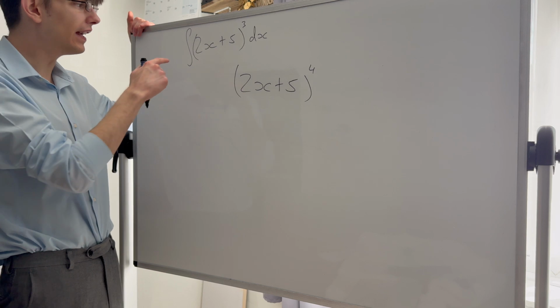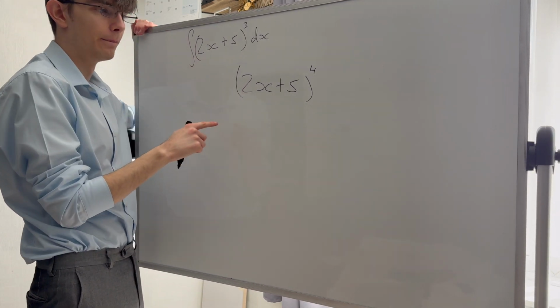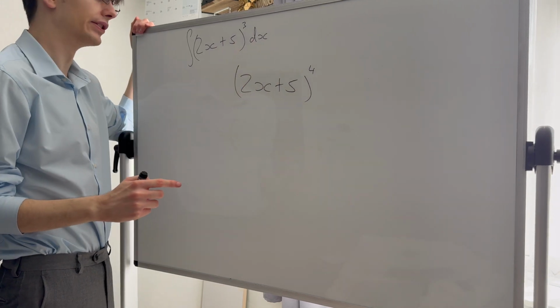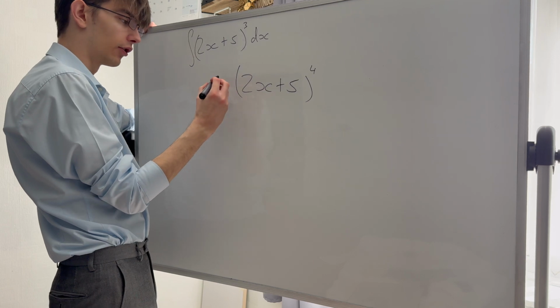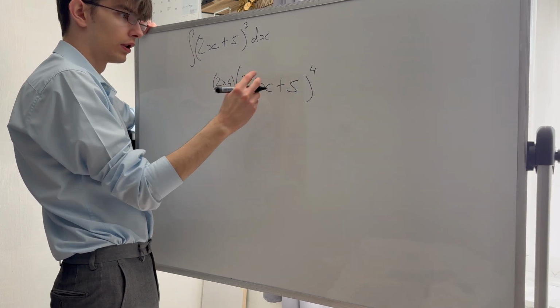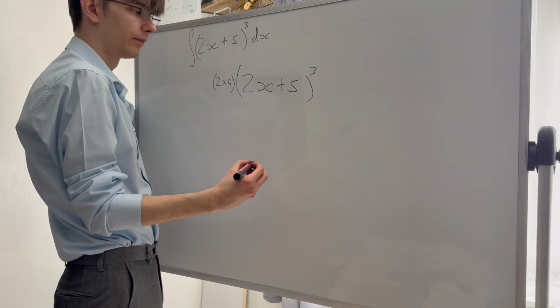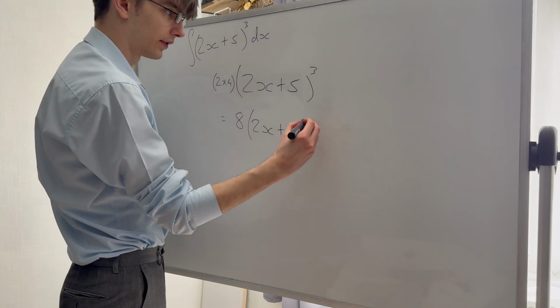So there's nothing before this integral. So I need to work on getting nothing here. But let's differentiate this and see what happens. So I'm going to bring a 2 outside, which is the derivative of the interior. And I'm going to bring that 4 down. And then that 4 is going to turn into a 3. And I'm going to end up with 8 times 2x plus 5 cubed.